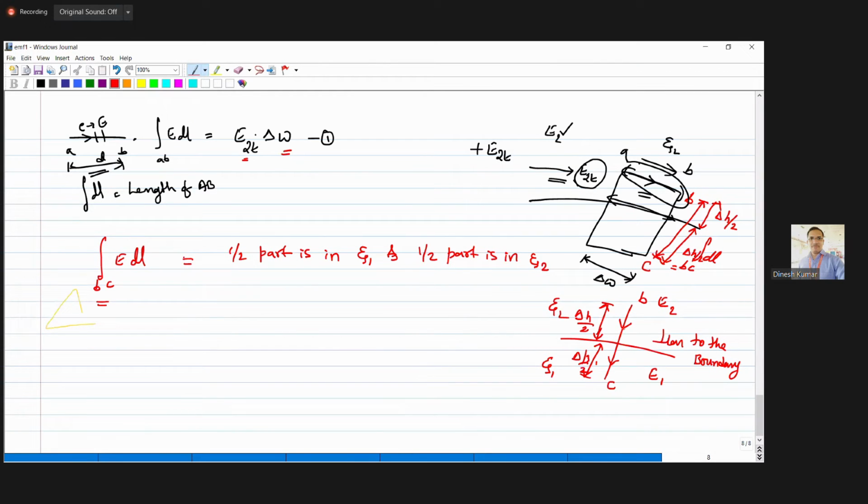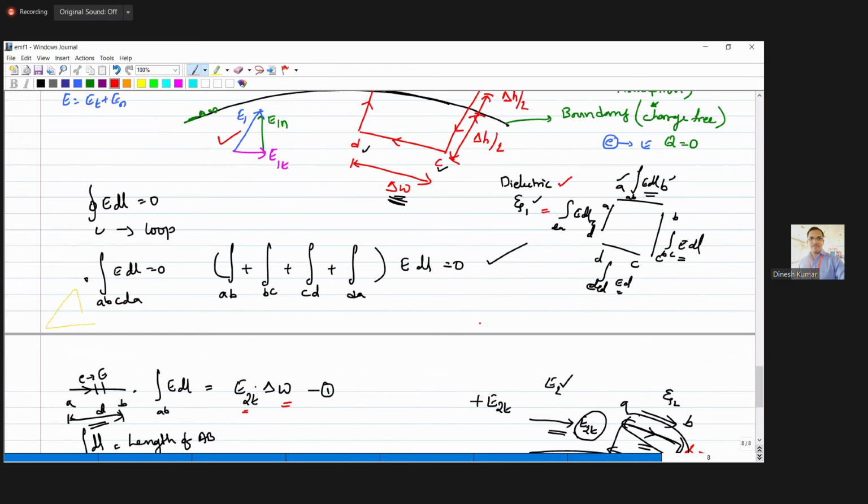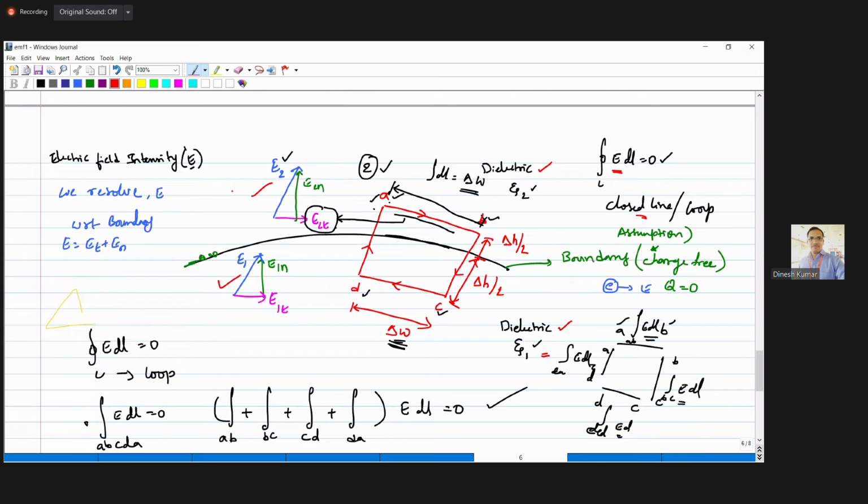Since the line BC is perpendicular to the boundary, it is making 90 degrees here. We have to go with the normal components. But here, see the normal components, how are they? They are pointing upward. E2n is pointing upward. Similarly, E1n is also pointing upward.